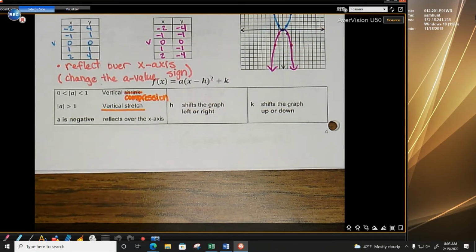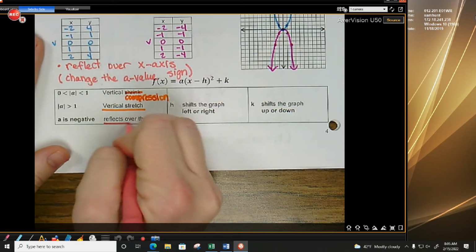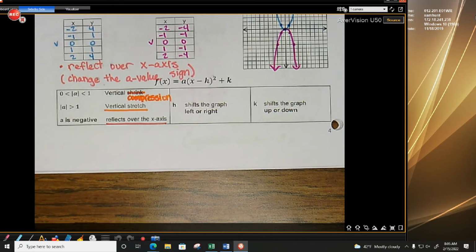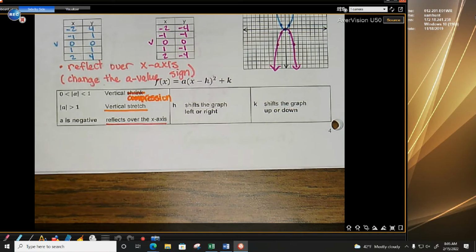Then if a is negative, you reflect over the x-axis. Instead of opening up, you open down. Which changes your vertex from being a, do we remember what the bottom part's called if you're a vertex at the bottom? What that vocabulary word is you learned last class? The bottom, minimum. So normally in your parent function, we have a vertex at the minimum. And then if a is negative, now your vertex is a maximum.